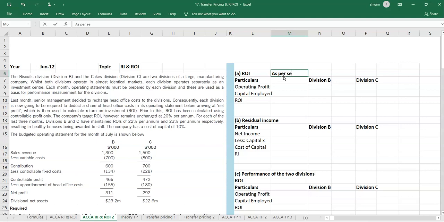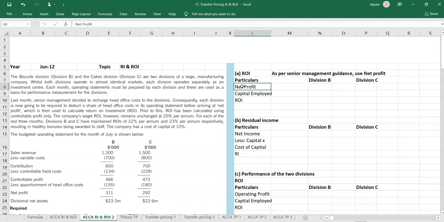as per senior management wish, or what we put as per senior management guidance. Okay, use net profit. So that's what he says. So we don't need to use operating profit, we have to use net profit.